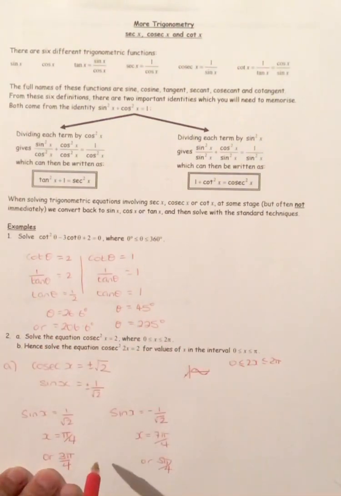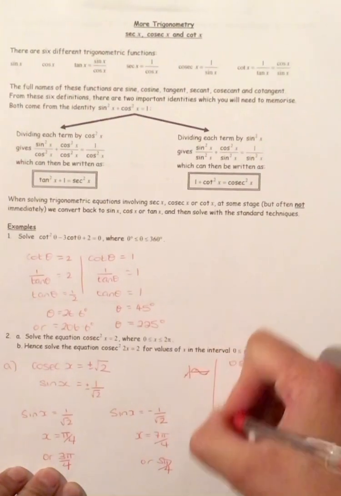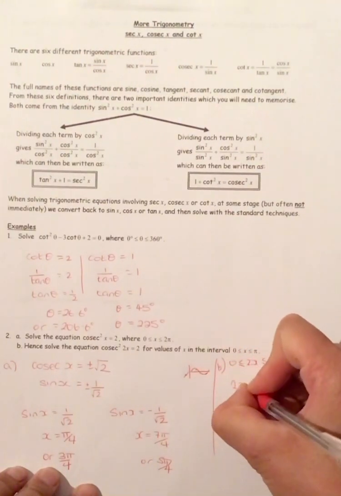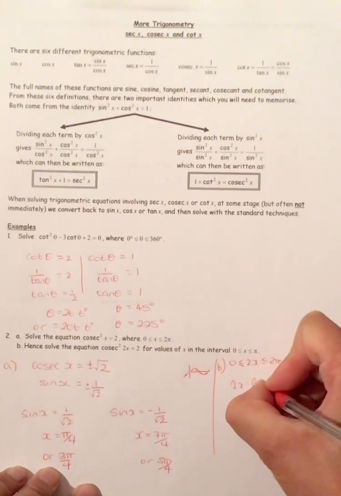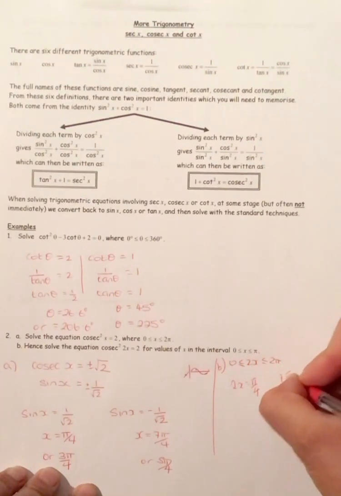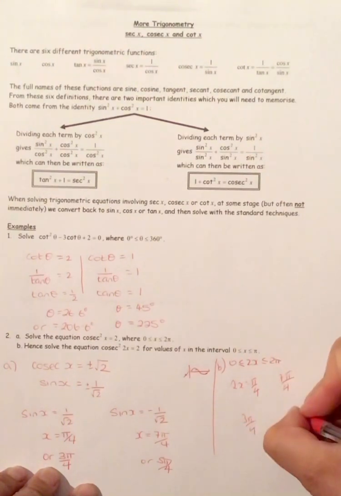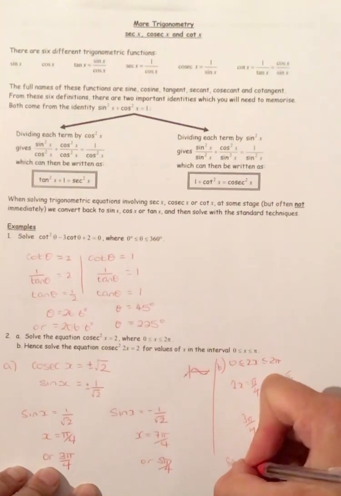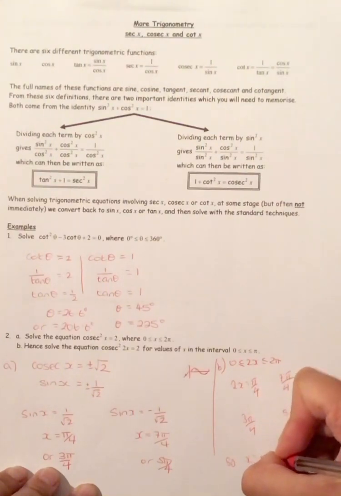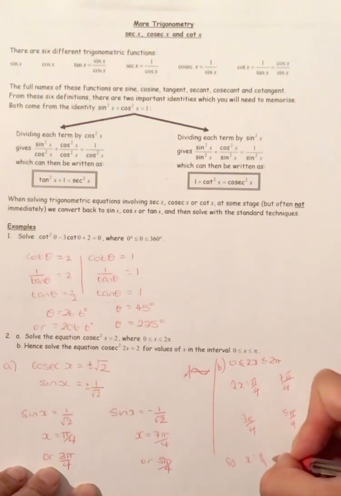So these answers that we got here are now for 2x. So for part B, 2x is pi over 4, 7 pi over 4, 3 pi over 4, and 5 pi over 4. So x is pi over 8, 7 pi over 8, 3 pi over 8, and 5 pi over 8.